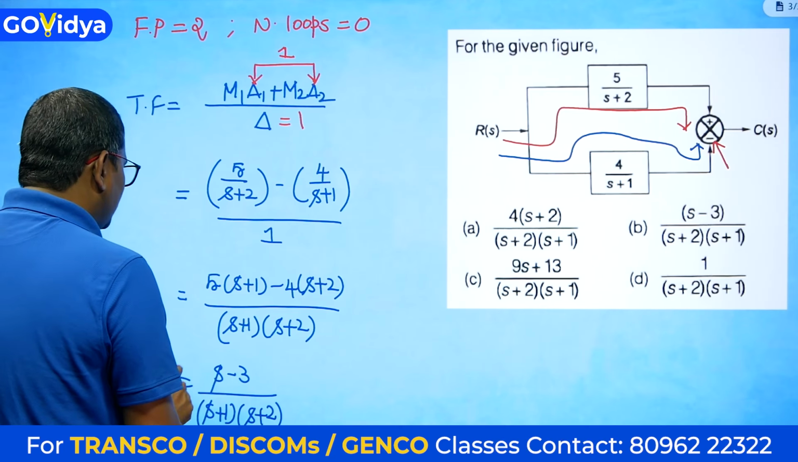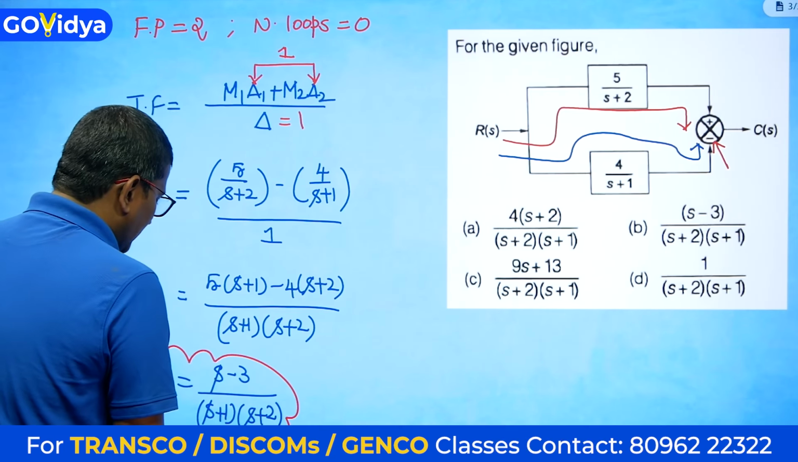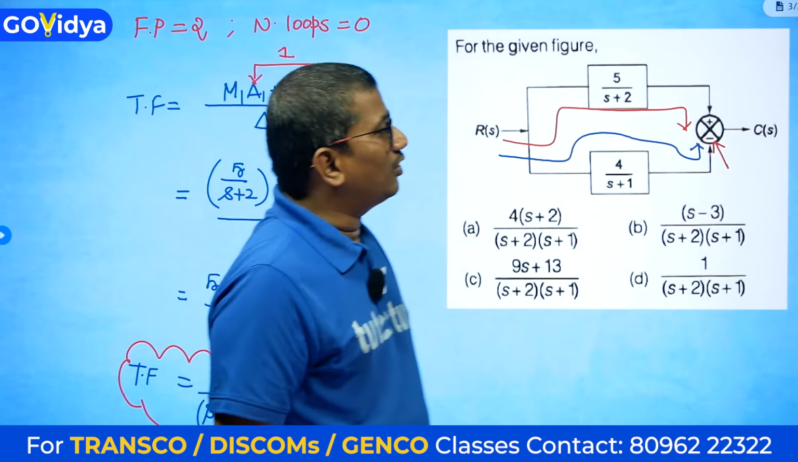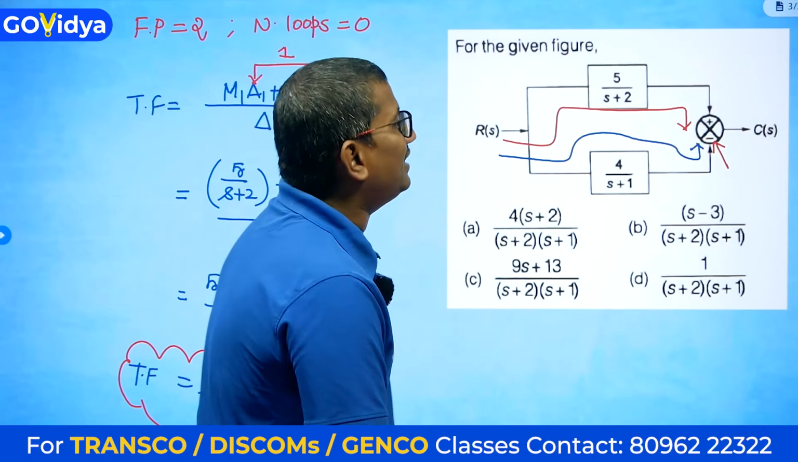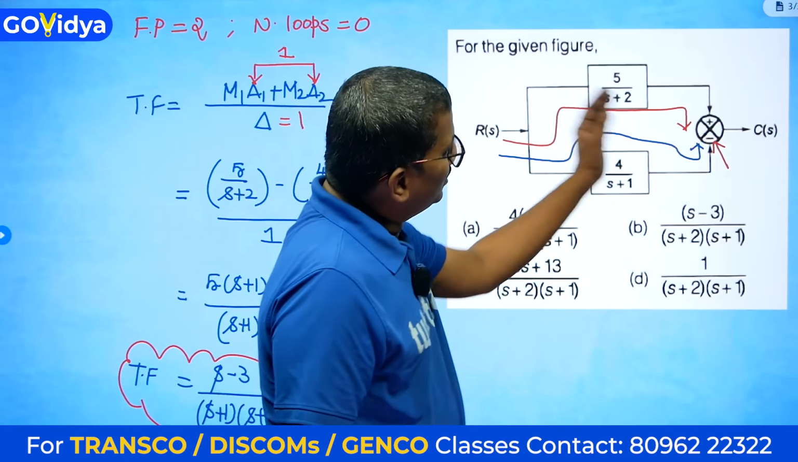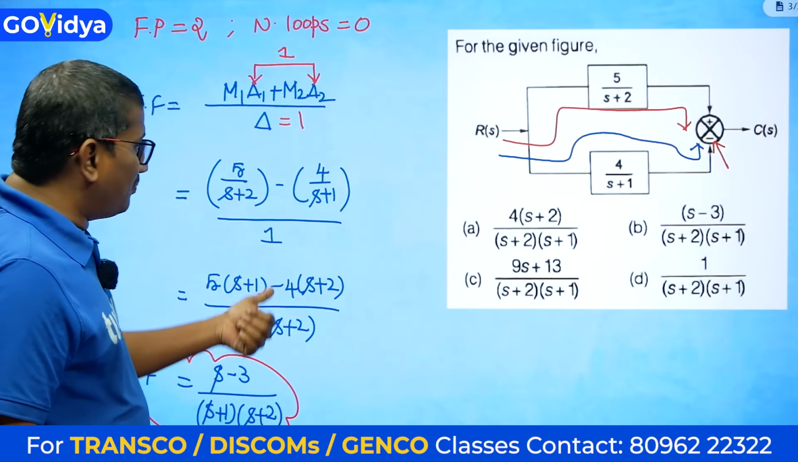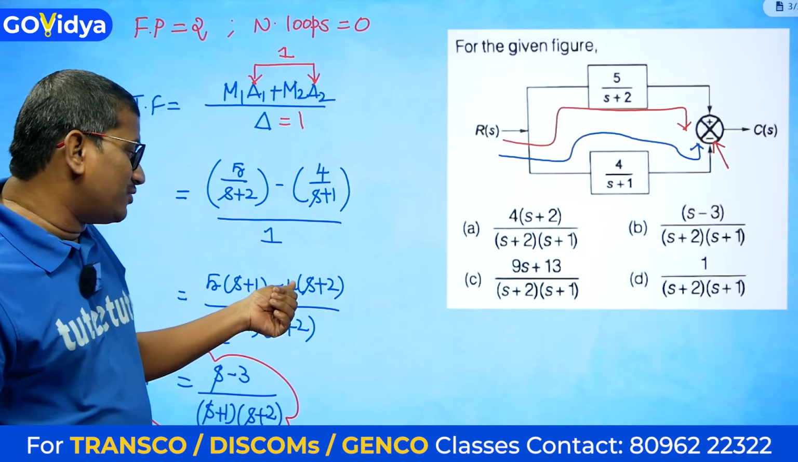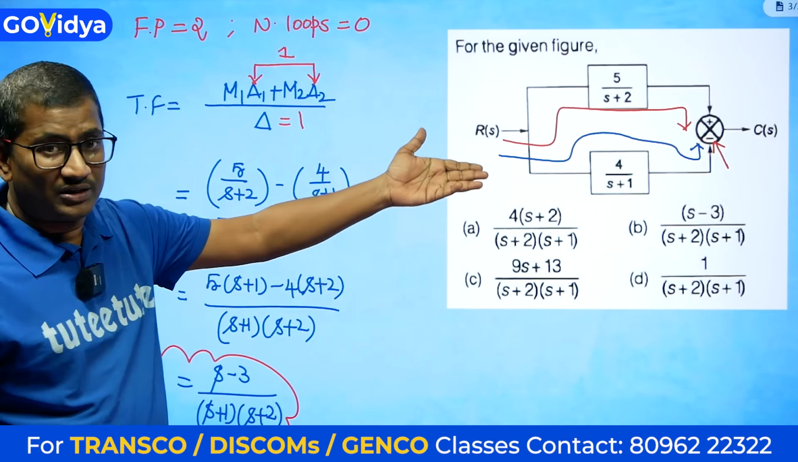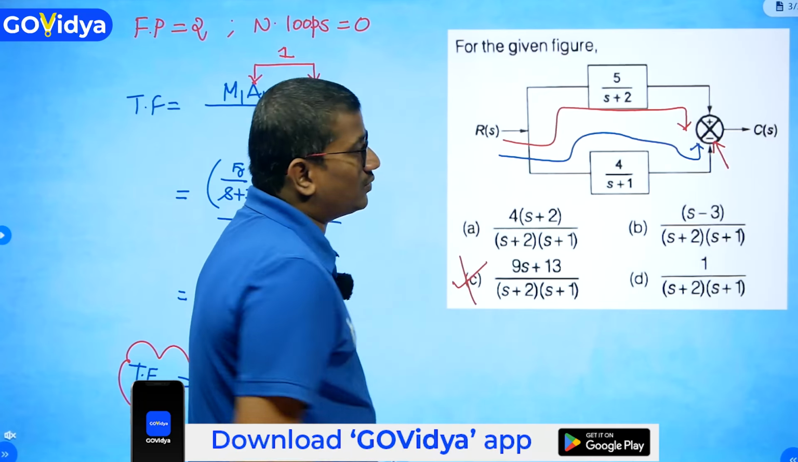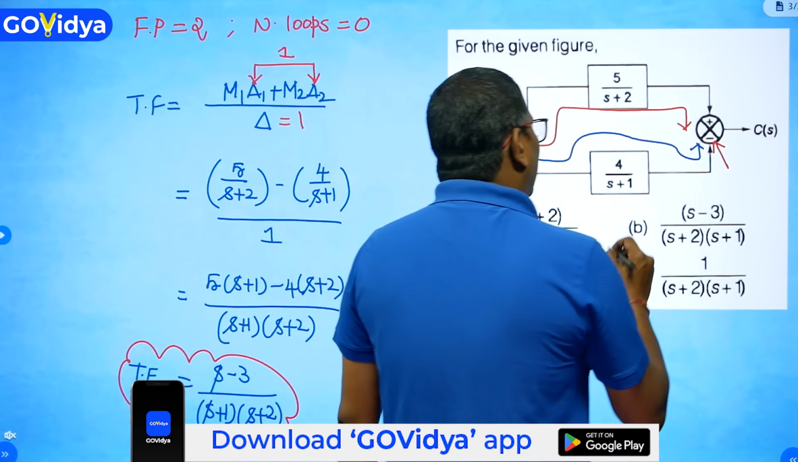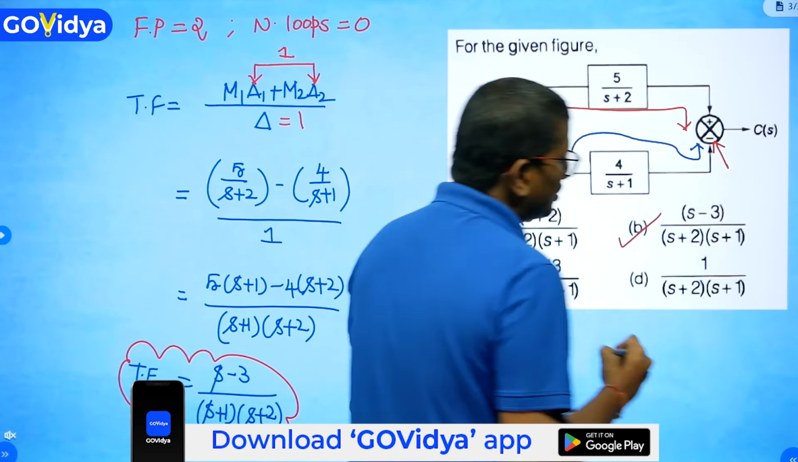Suppose by oversight you have not seen this negative sign, so what will happen? You will think that it is positive, so you will add both. If you add both, what will you get? Suppose you take the wrong assumption, 5s plus 4s, which is nothing but 9s, and 5 plus 8, 13. It is there in the options. So there is a lot of chance to pick this as the correct answer, but actually this is the wrong answer. So what is our actual correct answer? The actual correct answer is this one.